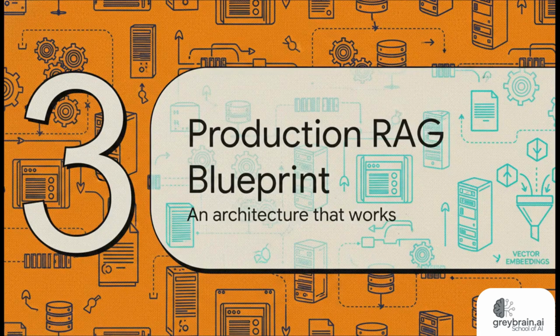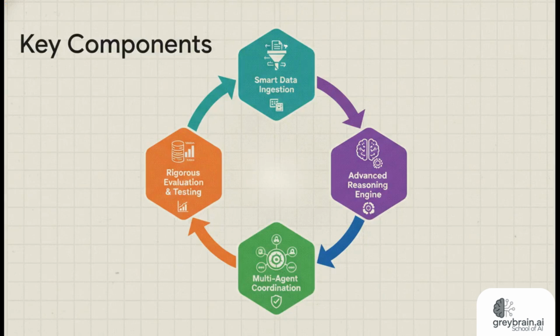Okay, so we've laid out the problem pretty clearly. Now, how do we fix it? Let's switch gears and start building the solution. This is the full-scale architectural blueprint for a RAG system that is actually robust enough for production. Now, I know this might look a little complex at first glance, but it's all about building a smarter, more resilient process. It all starts with smart data ingestion.